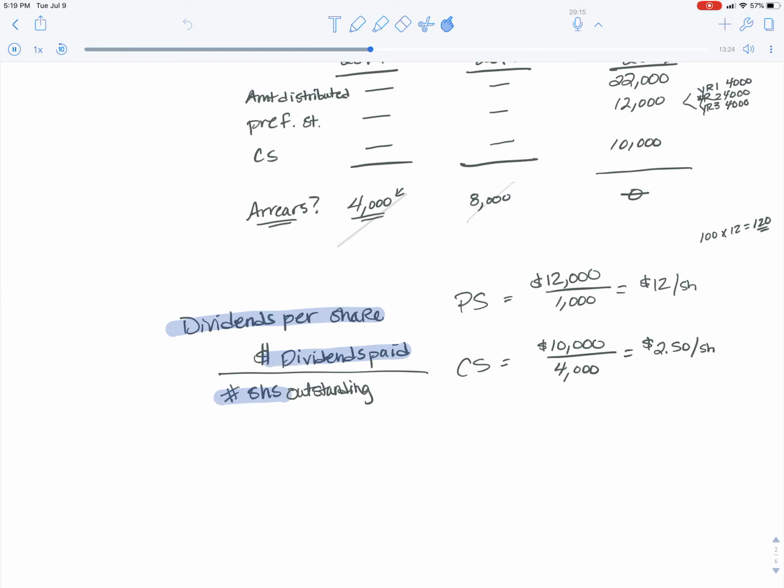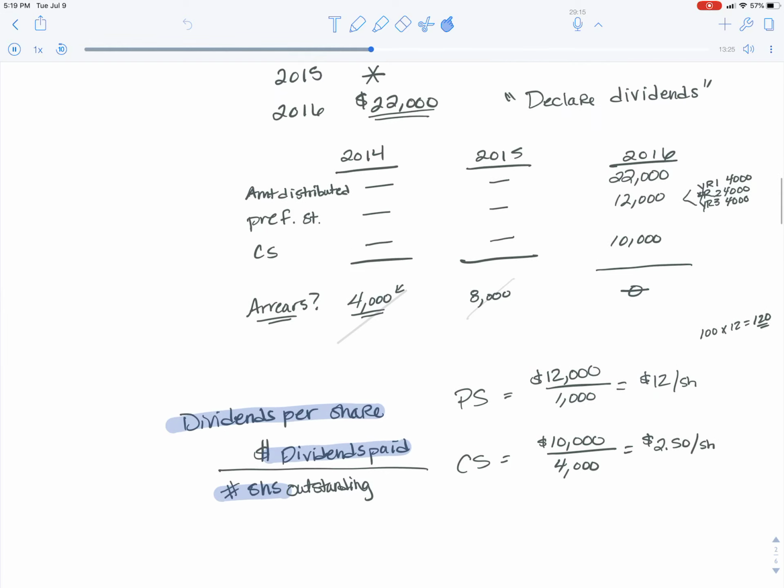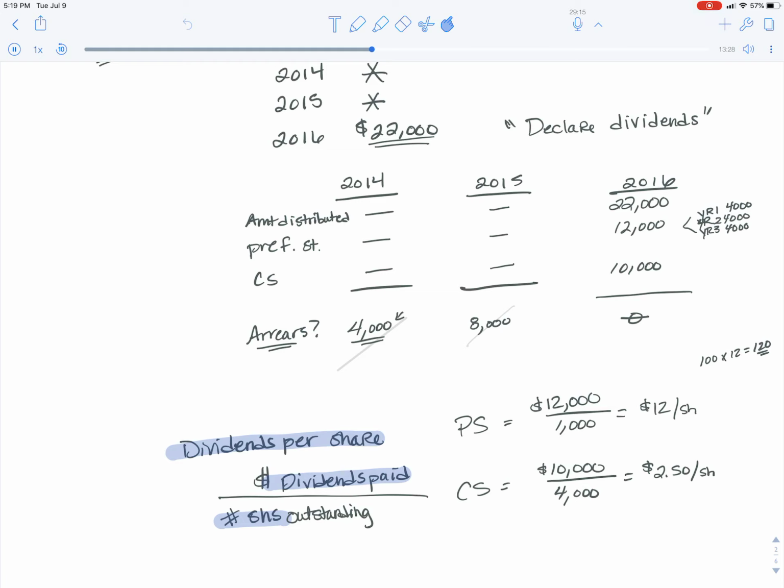So that is how you divide up the dividends if you have a cumulative preferred stockholder. If this was not cumulative, then you would not have these arrears here to pay later. And the common stockholders would have gotten more in the third year.